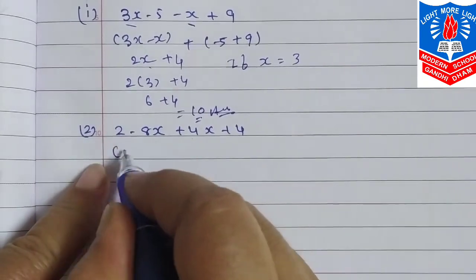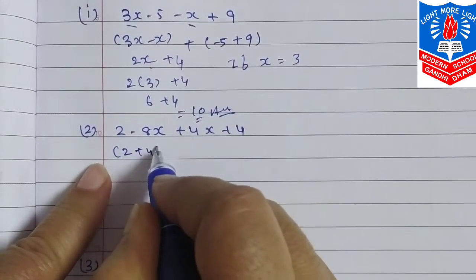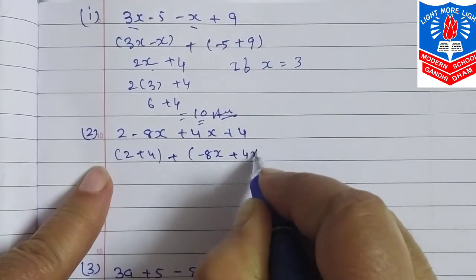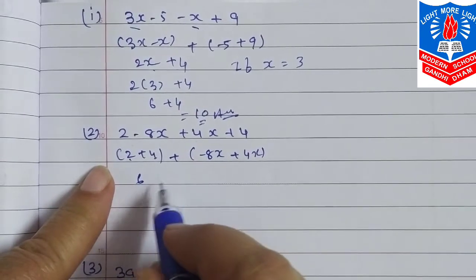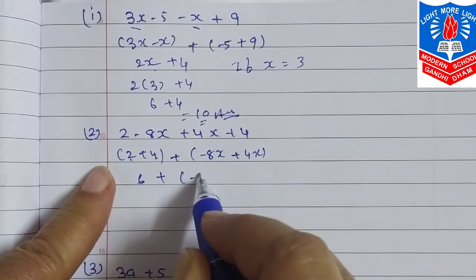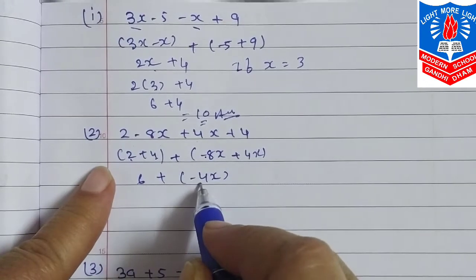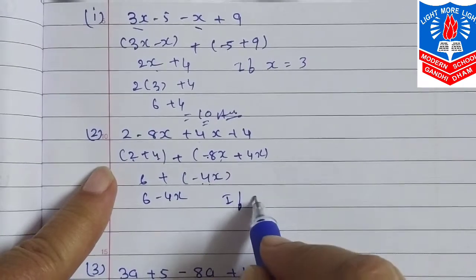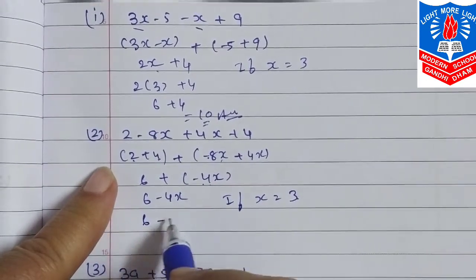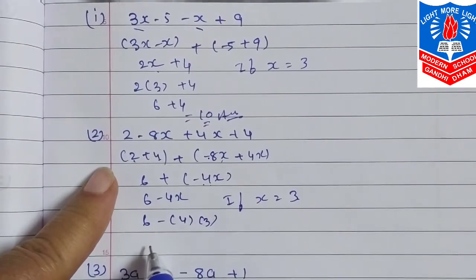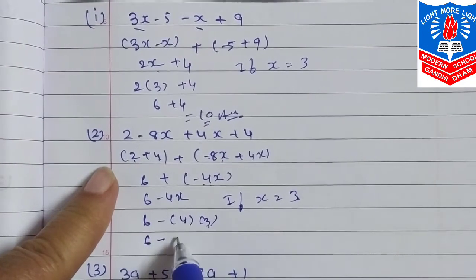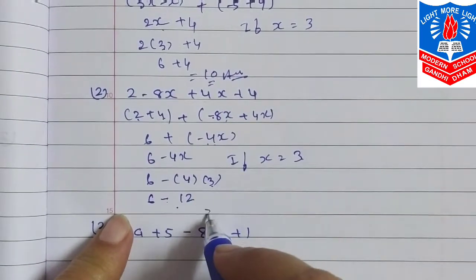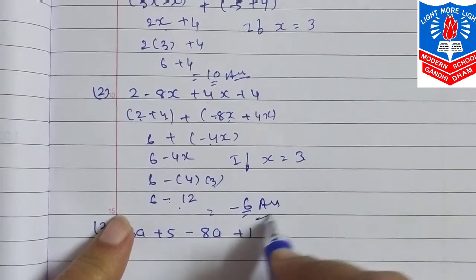First we arrange like terms. 2 plus 4, plus minus 8x plus 4x. 2 plus 4 is 6. Here minus 4x because the bigger integer is minus. So 6 minus 4x. If x is equal to 3, so 6 minus 4 into 3. So 6 minus 4 3s are 12. Here the bigger integer is 12 and it is negative. So the answer is minus 6.